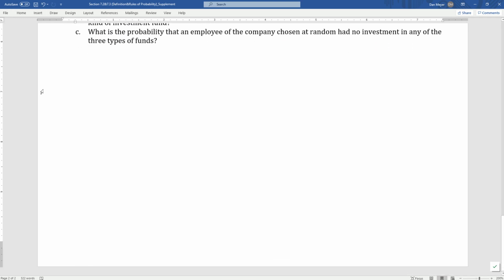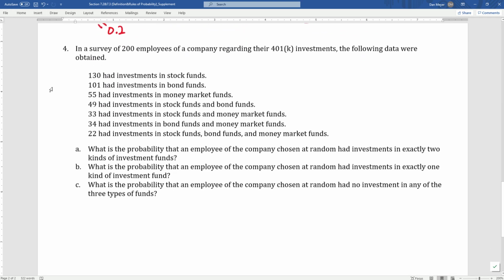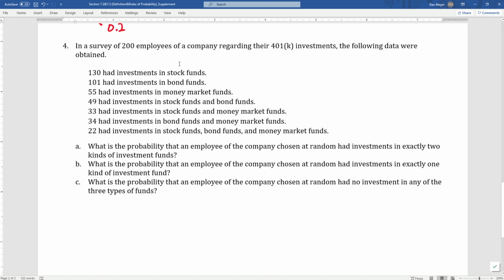Finally, number 4. Is it finally number 4? Okay, we got number 4. A survey of 200 employees of a company regarding their 401k investments. The following data were obtained. 130 had investment in stock funds. 101 had investments in bond funds. 55 had investments in money market funds. 49 had investments in stocks and bonds. 33 had stocks and money market. 34 had bonds and money market, and 22 had all three.